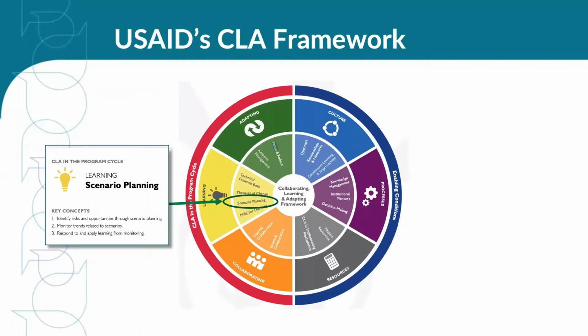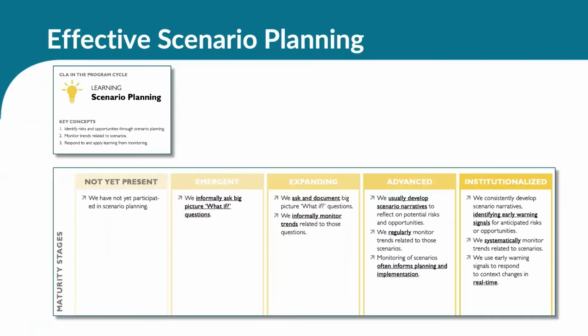For each component listed in the inner portion of the wheel, USAID has developed illustrative maturity stages. Let's take a look at the stages for scenario planning. This slide shows the 5 stages of maturity for scenario planning, from not yet present on the left to institutionalized on the right. The methodology we will present in this video can help your team achieve a maturity level of advanced or even institutionalized.